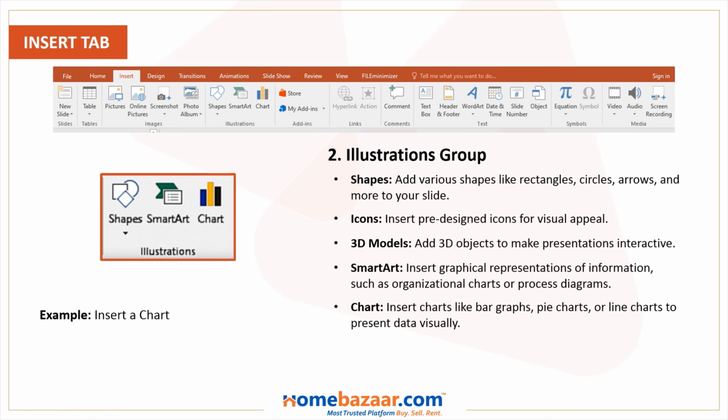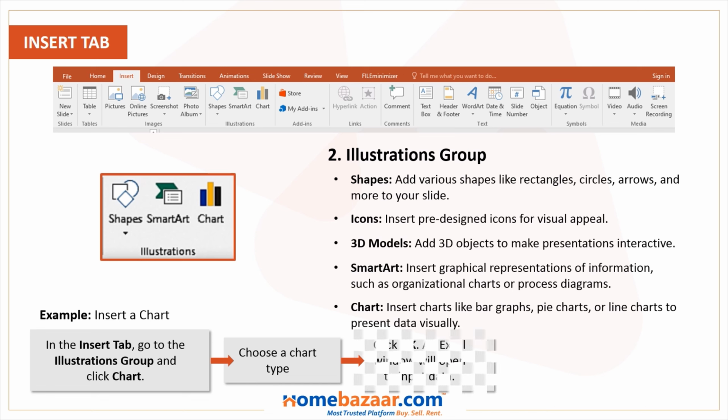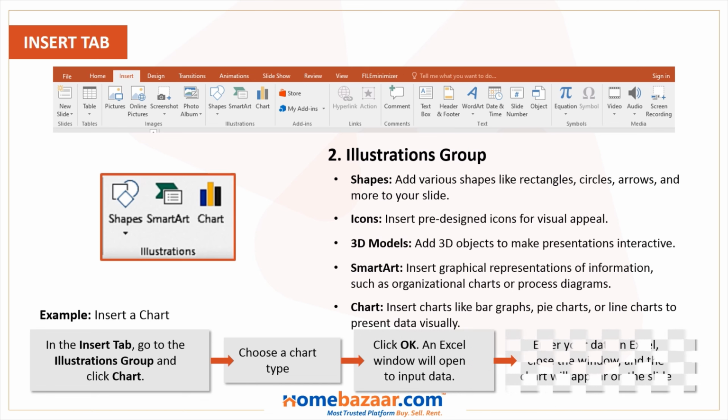Or to add a chart, click Chart in the Illustrations group. Select a chart type like bar, pie, or line and click OK. Enter your data in the Excel window that opens and the chart will appear on your slide.